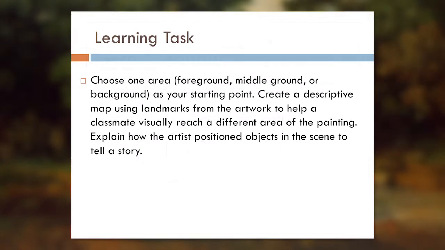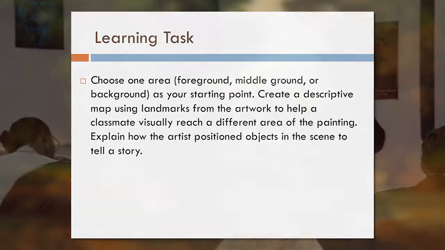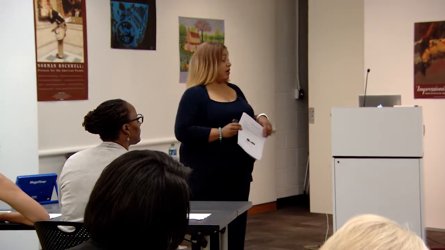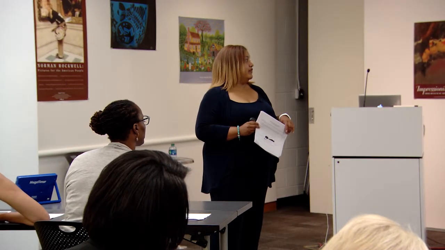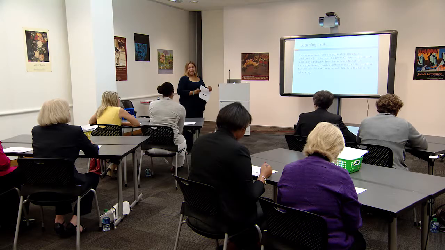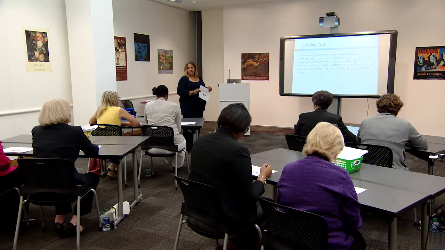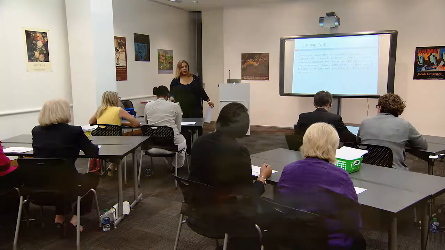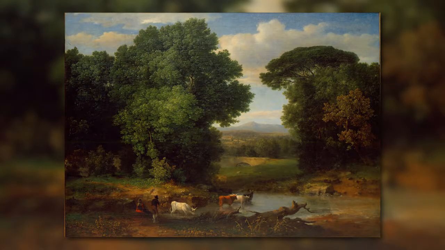We're going to choose one area, either the foreground, the middle ground, or the background as your starting point. Your ultimate goal, beginning with the end in mind, is to create a descriptive map using only landmarks from the artwork to help a classmate visually reach a different area of the painting. Okay? So you're going to have to explain how to get there without telling them all the answers, but you're only using evidence from the art, okay? You're going to explain how the artist positioned objects in the scene to tell a story.